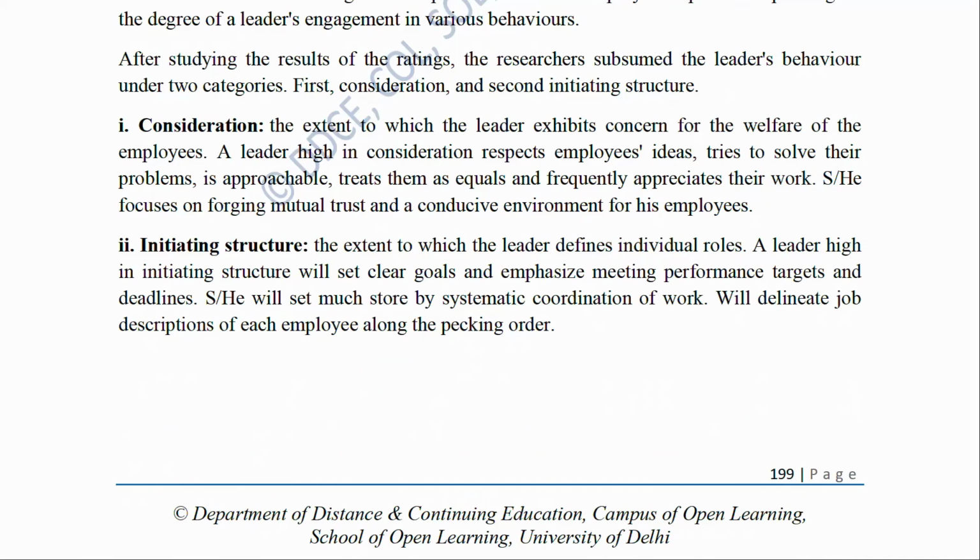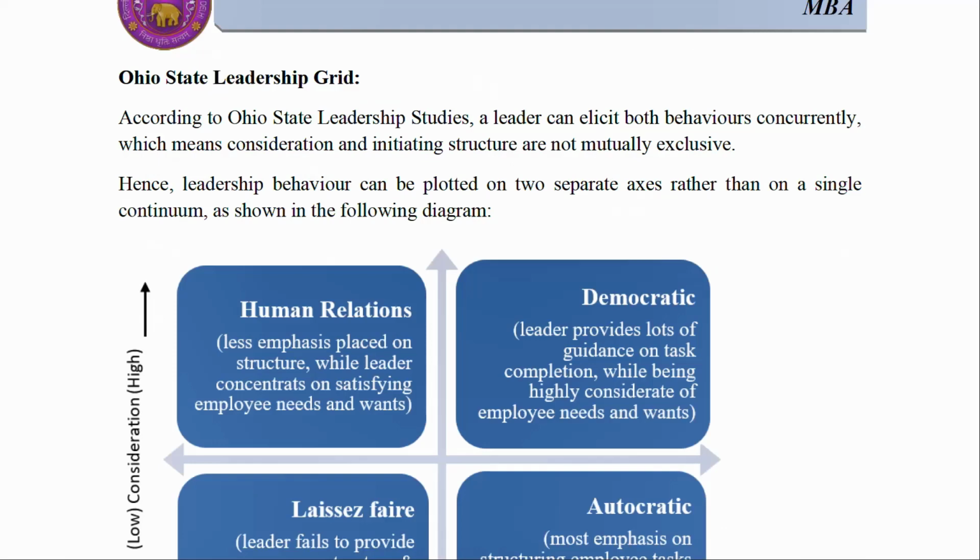Second, initiating structure. The extent to which the leader defines individual roles. A leader high in initiating structure will set clear goals and emphasize meeting performance targets and deadlines. He or she will set much store by systematic coordination of work, will delineate job descriptions of each employee along the pecking orders. Ohio State Leadership Grid.